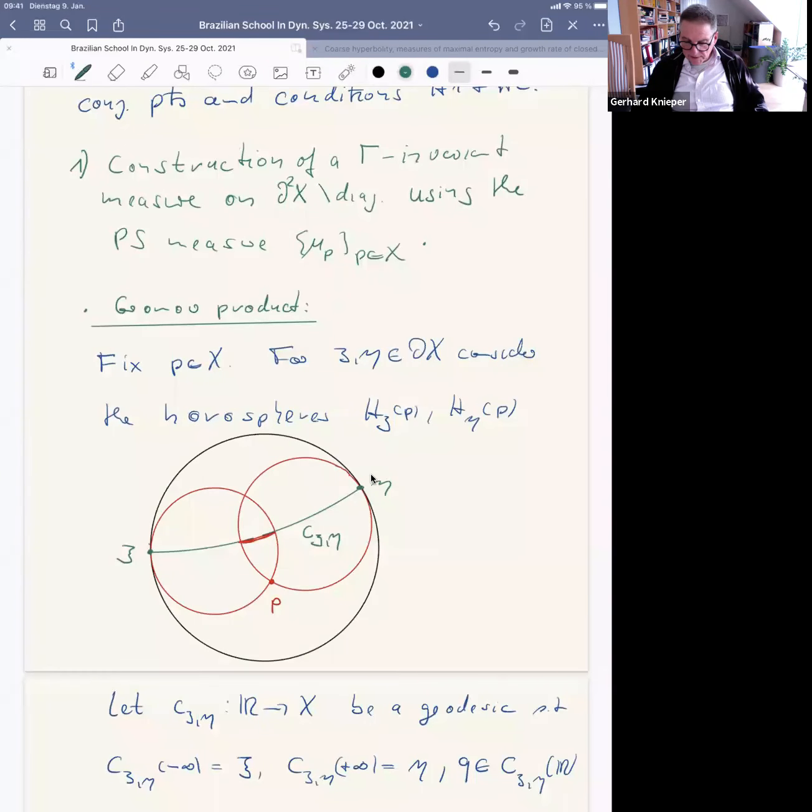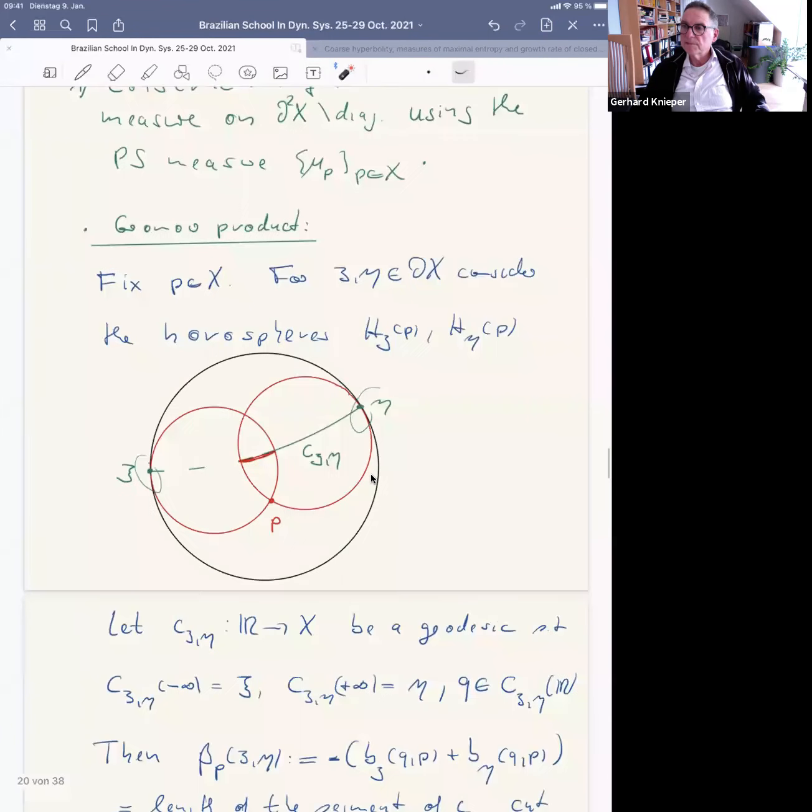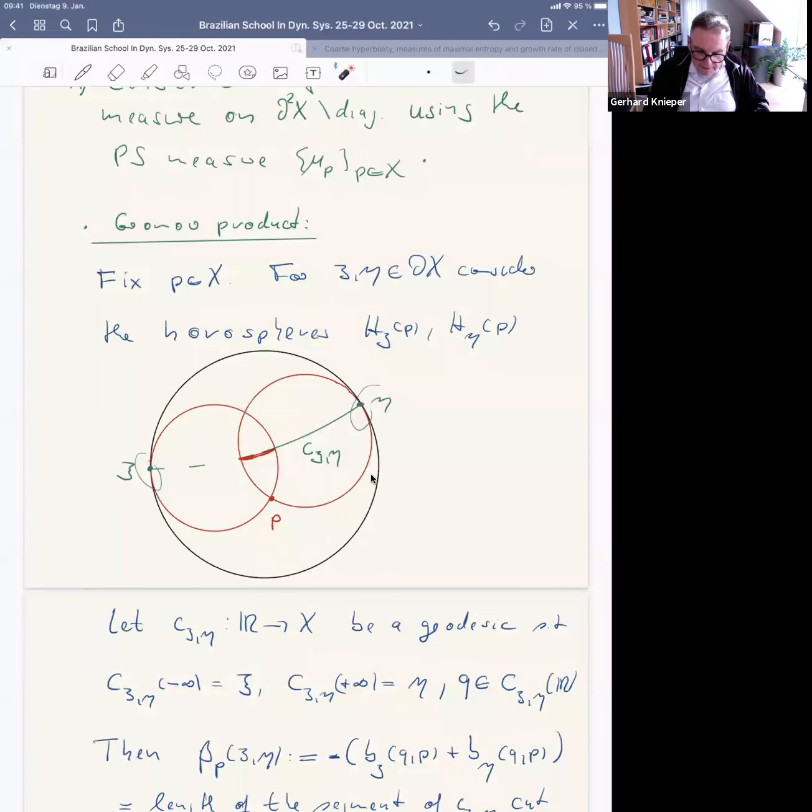So the Gromov product depends on points at infinity and a chosen reference point on the universal covering. So what are you doing with this? You take two points at infinity, psi and eta, and I draw two horospheres which are passing through this point P. Then they will intersect, of course, by definition, and I can think of the interior of the horospheres, which are usually called horoballs. The two horoballs will cut out a piece of the geodesic joining psi and eta. And the Gromov product is precisely the length of this piece. So you look at this red piece, and it's usually denoted by B_P(psi, eta). So that's basically the geometric explanation.